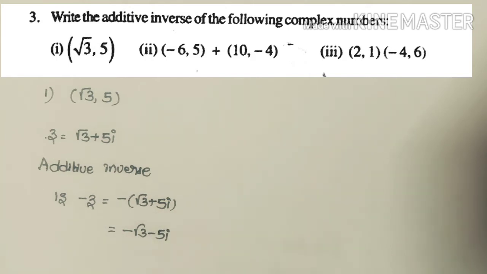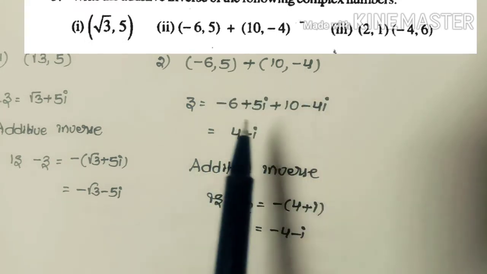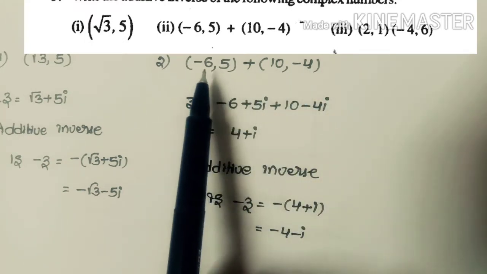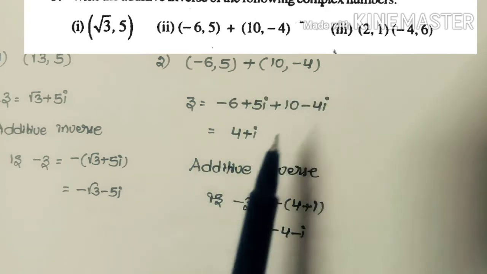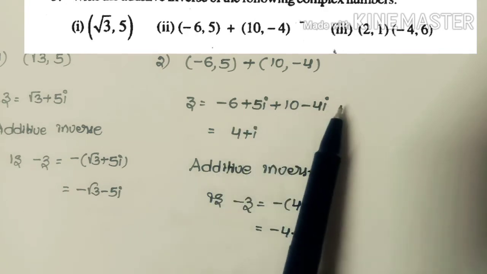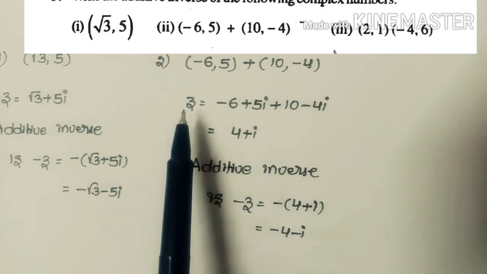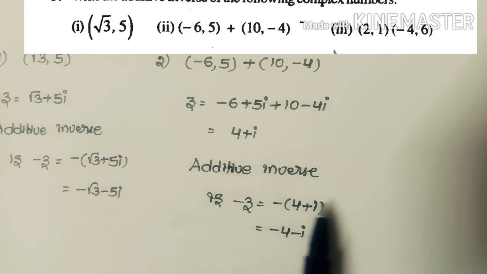Now coming to the second sum: (-6, 5) plus (10, -4). So we take z is equal to minus 6 plus 5i plus 10 minus 4i, and this is equal to 10 minus 6, 4, plus 5i minus 4i, plus i. Now this is the z value. Therefore the additive inverse is minus z, that is minus of (4 plus i) is equal to minus 4 minus i.